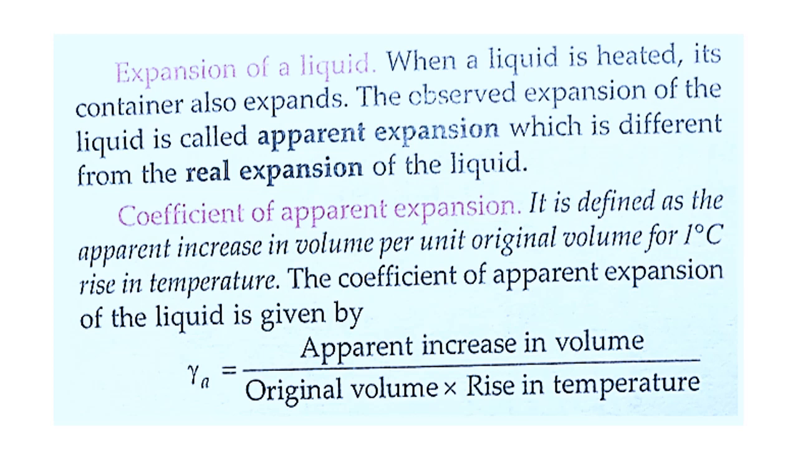Coefficient of apparent expansion is the apparent increase in the volume per unit original volume for 1 degree Celsius rise in temperature. And the coefficient of apparent expansion of the liquid is given by gamma with subscript A, that denotes the apparent expansion, equals apparent increase in volume divided by original volume into rise in temperature.